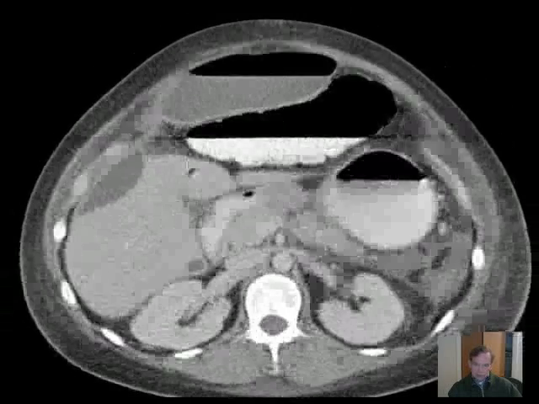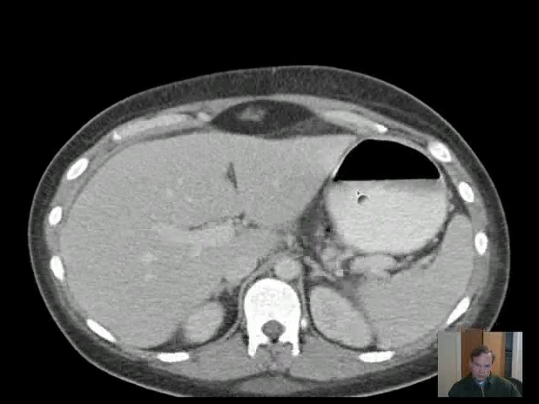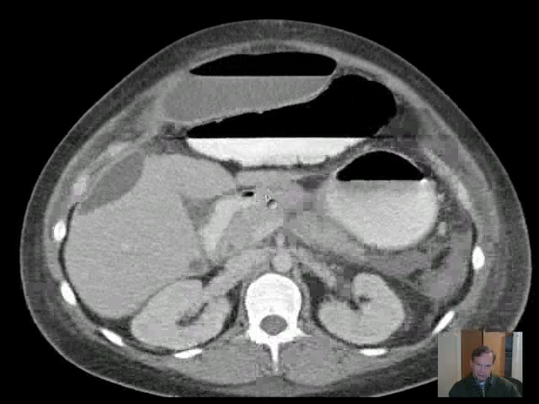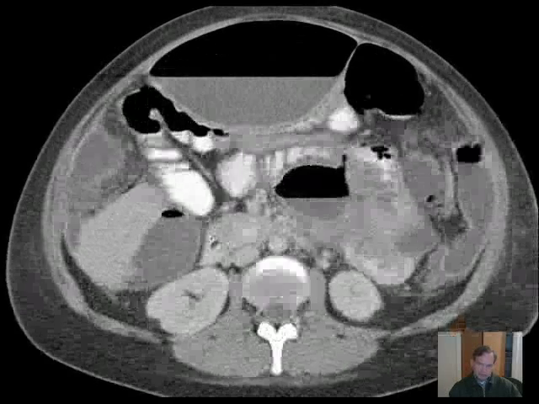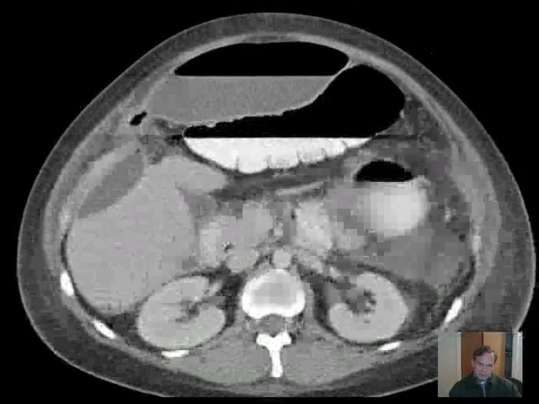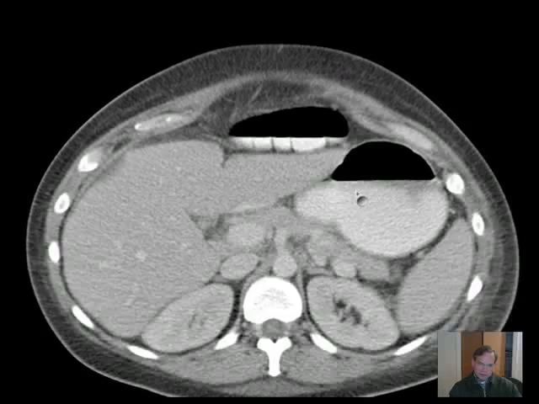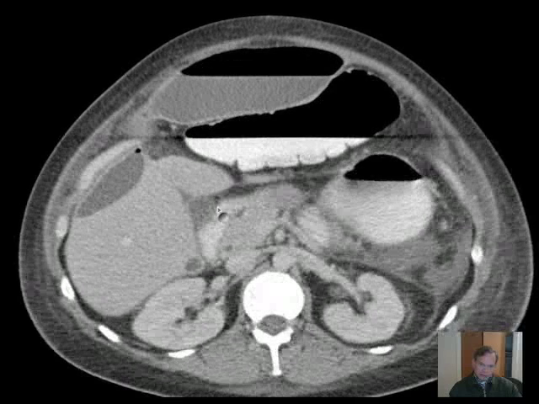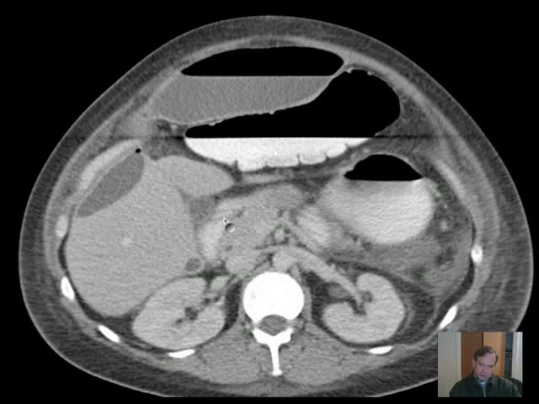Well, as we said, we have some oral contrast in the small bowel, and you can see it here in the stomach as well. So it's in the stomach and small bowel. It's evident in the duodenum. So we follow the stomach over here in about this area, right next to the gallbladder. There's the gallbladder.